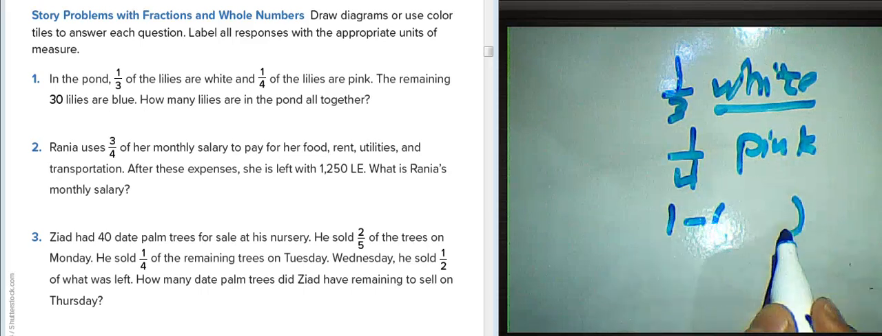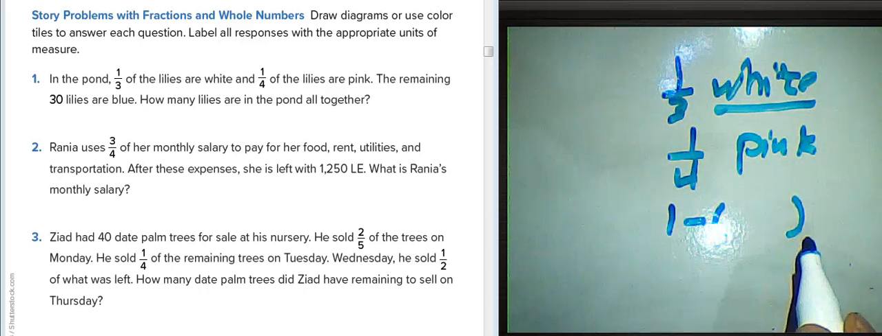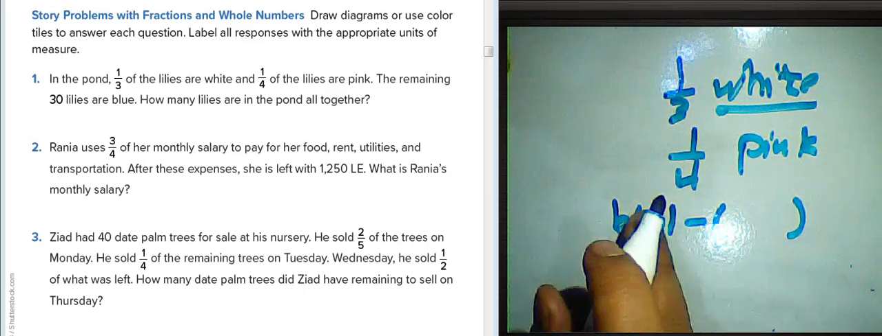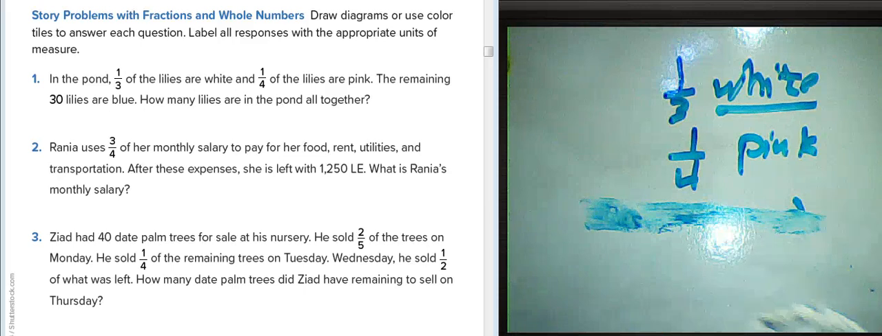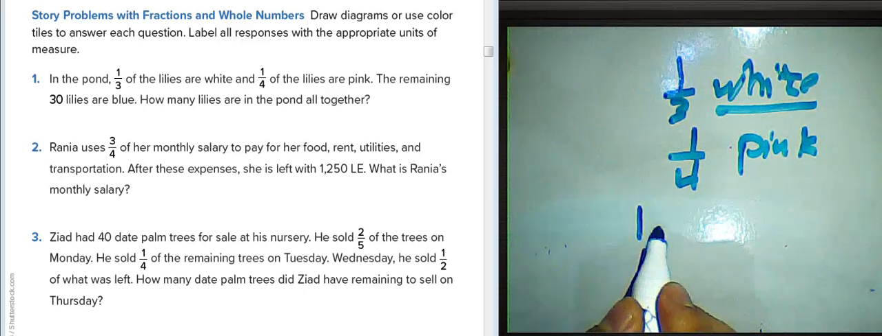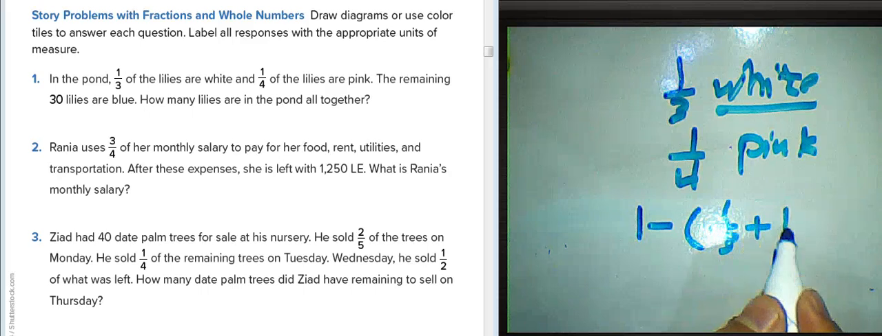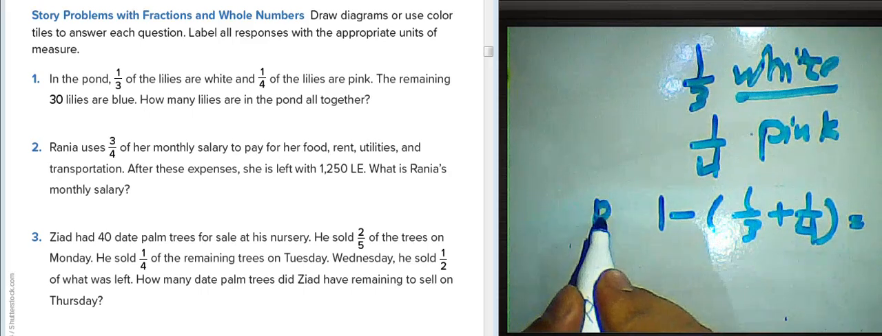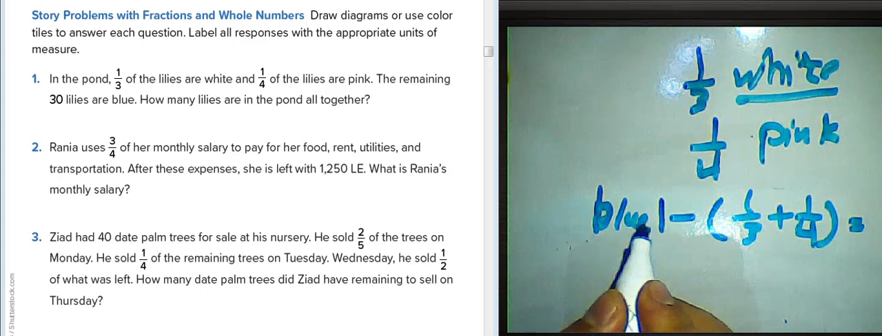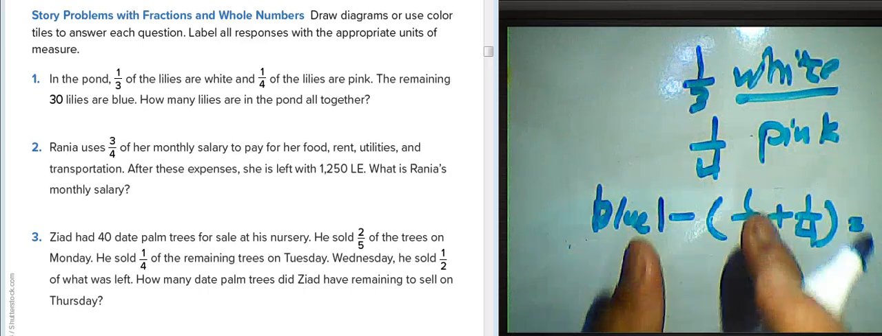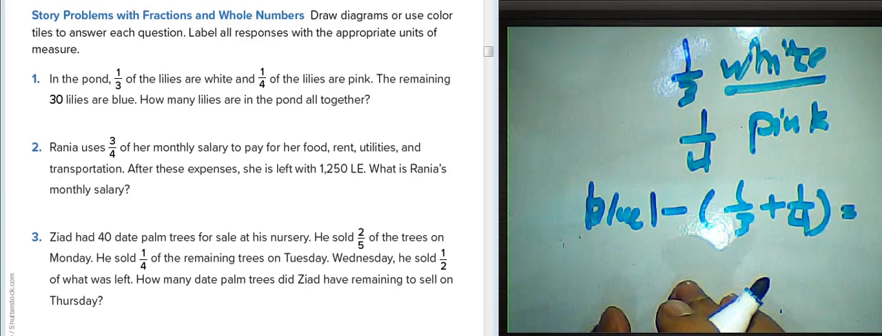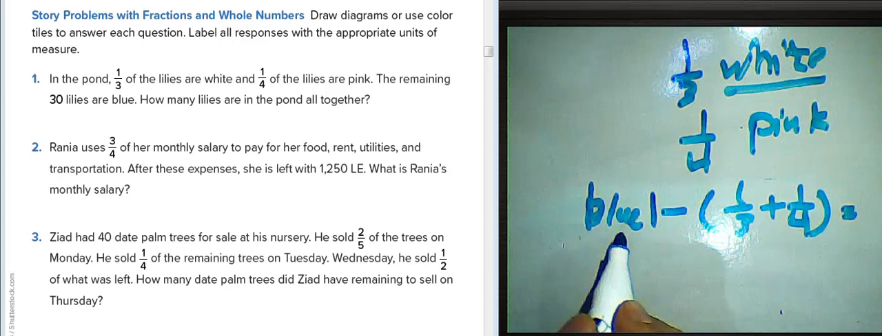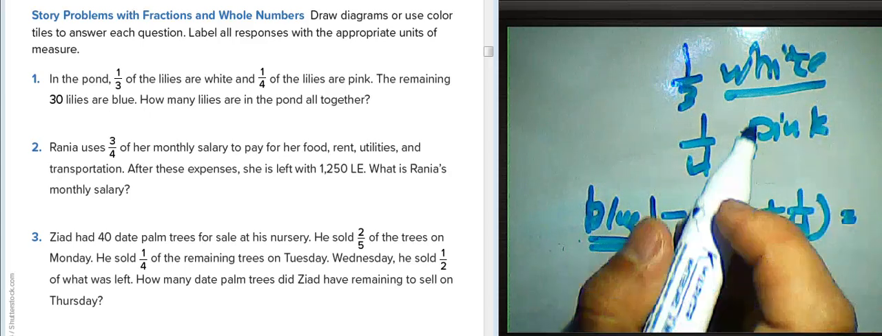One, subtract the total of them to find the blue. First, we can find the blue here. One subtract the sum of all here. I can write 1 subtract a third plus a fourth. It will give me the blue. The blue will be 1 subtract the sum of white and pink.